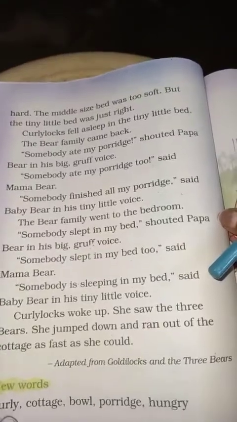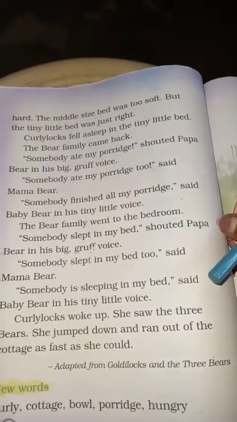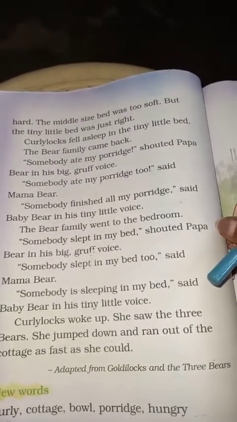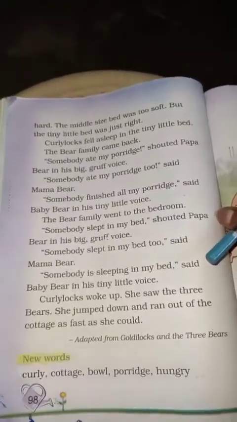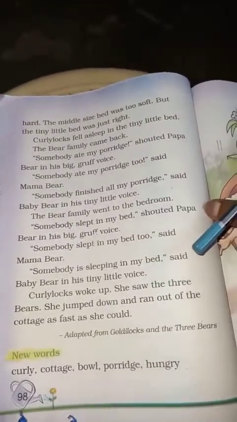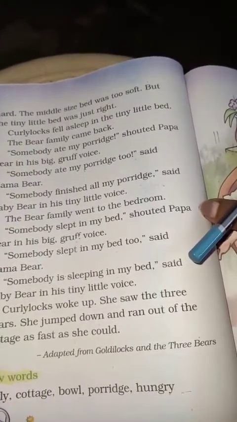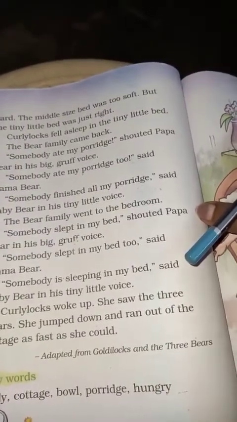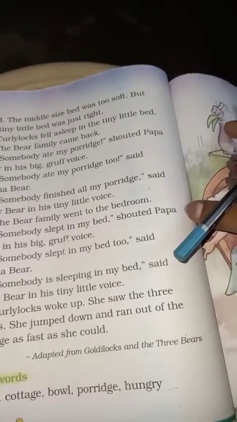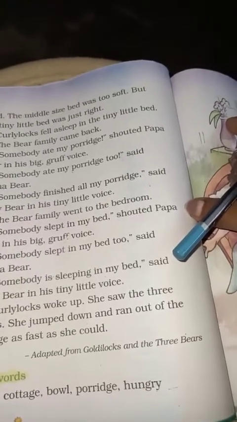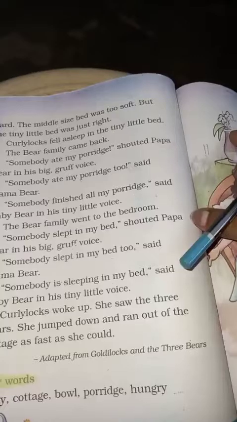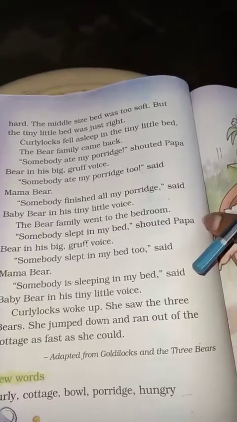The bear family came back. Somebody ate my porridge, shouted Papa Bear in his big gruff voice. Gruff means loud and angry voice. So when the 3 bears finished their walking, they came back to the cottage, and then they saw the door was open and somebody was inside. And the father bear shouted that somebody has eaten my porridge.